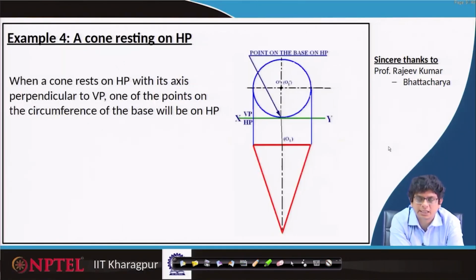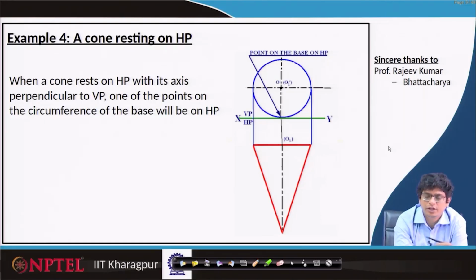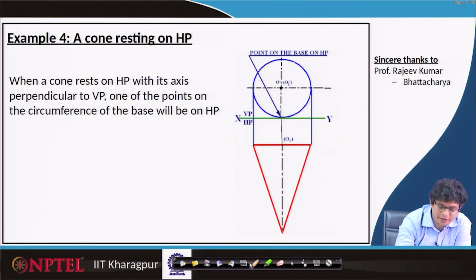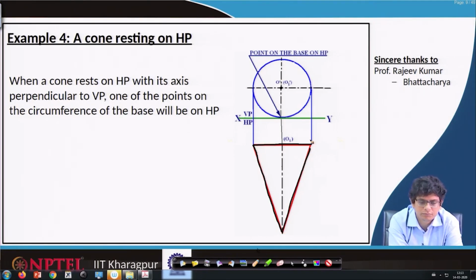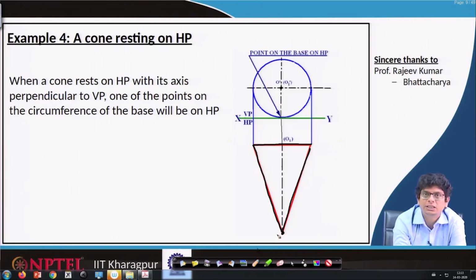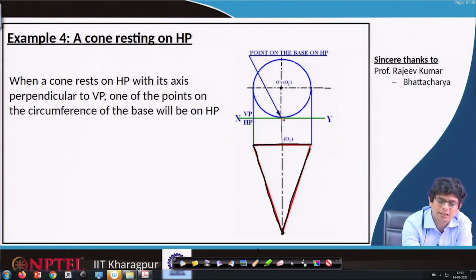Now, if a cone is resting on a horizontal plane, not resting on base, but on its generators, then anyway in the top view, if we are looking at it, it will be a triangle. Because it is a cone which is resting on the horizontal plane, this apex point always touches the ground, and that one is this.